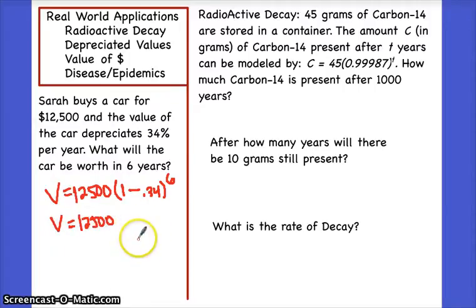from that 12,500. Now realize your depreciation rate is 34%, but I don't want to know how much money I'm losing. What I really care about is how much is my car still worth.